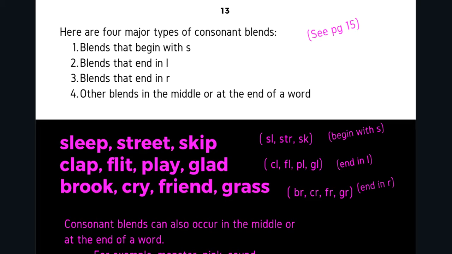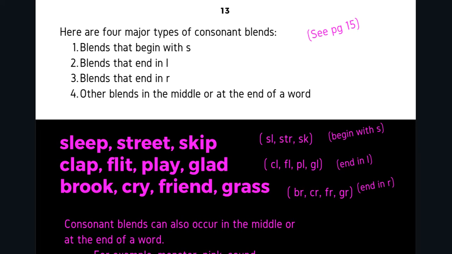Blends that end in L. Now, this is just a little bit tricky because sometimes students think you're saying the word ends with L. No, it's just the consonant blend. So clap, CL, is the consonant blend. You put the C in front of the L, so that blend ends with L. So CL, FL, PL, GL, clap, flit, play, glad, right? The L's not at the end of the word, it's just at the end of that little pair of consonants, right? The consonant blend. Clap, flit, play, glad.